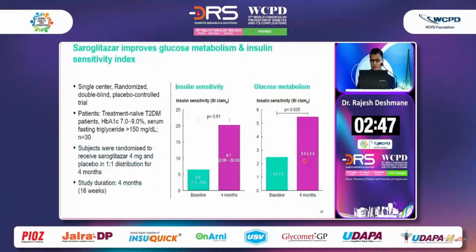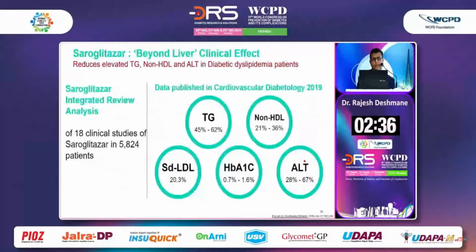These are a few of the studies I'm quoting, a few of the data regarding saroglitazar, which clearly say it increases insulin sensitivity as well as benefits insulin metabolism. Comparing baseline data with 4-month data, it reduces triglycerides by almost 40 to 60%. It reduces non-HDL cholesterol by 20 to 36%. It reduces small dense LDL, which is found to be more atherogenic, by 20%. It reduces HbA1c by 0.7 to 1.6%, and it reduces ALT level by almost 28%. These are the analysis of 18 clinical studies, encompassing almost 5,620 patients. So the benefits are tremendous.